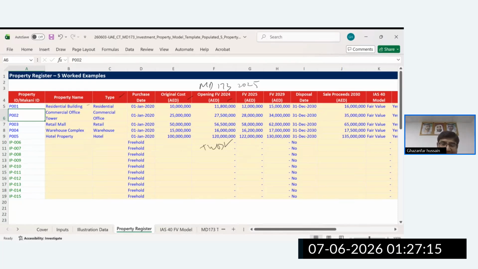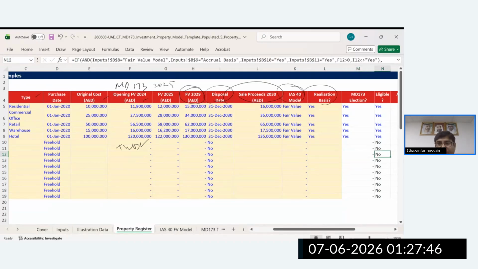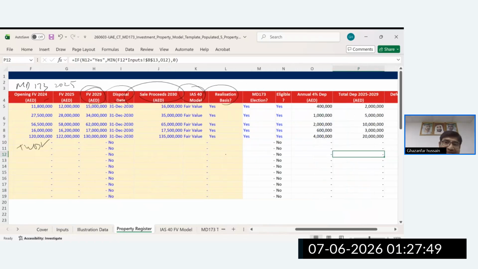Now this table we already plotted, considering one particular scenario. Even if you put the value in this table, the figure will be calculated automatically. So now we assume that the asset is kept with us till 2029, and it will be disposed of in 2030. And if we have the disposal proceeds of this 16 million, 35 million, 65 million, and we follow IAS 40, and we opted for the realization basis. This is the check before moving to the next step. Then the next, sale decision 173 is followed. Yes, then we are eligible.